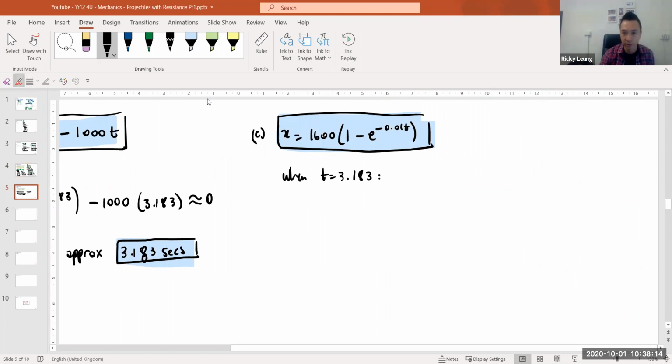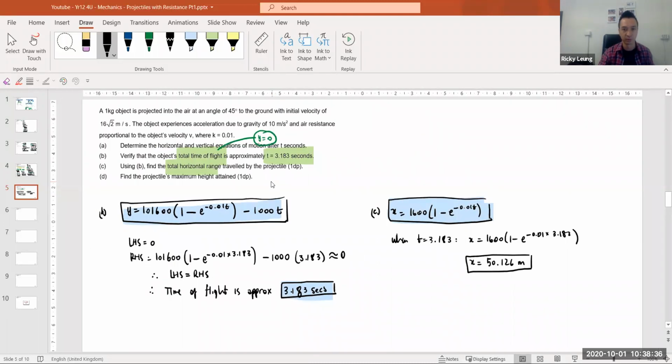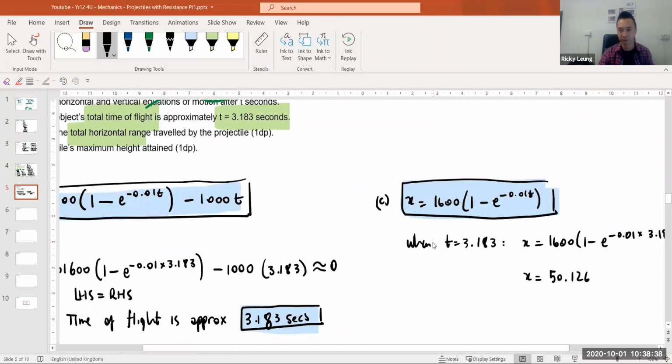So x equals 1600, 1 minus e to the minus 0.01 times 3.183. You punch that in your calculator and you will get 50.126 meters. Now, that's my rounding actually. I think it's 1 dp. Yeah, I've done too much. That's better.